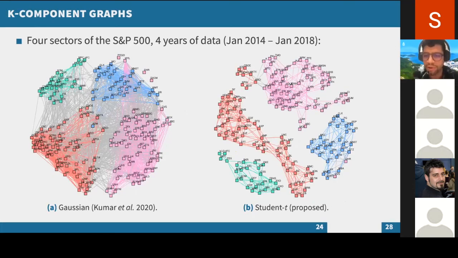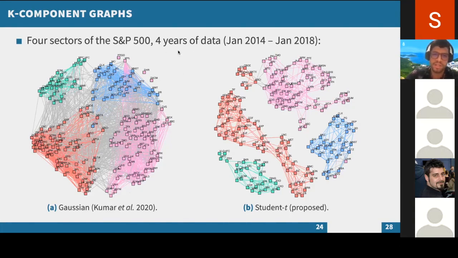Now, for the k-component case, we also run our algorithm, and we can see that our algorithm, first of all, avoids the isolated nodes, as compared to the algorithm of Kumar 2020. And on top of that, the structure within each sector is much finer, which makes a lot more sense, right? We wouldn't expect that many connections between stocks. We would expect a much more sparse structure, right?